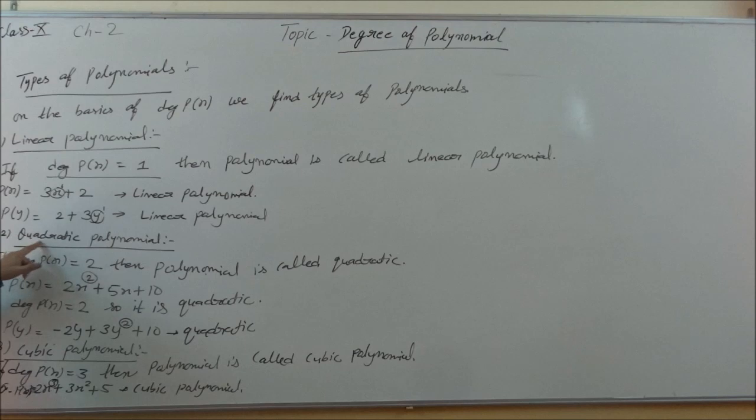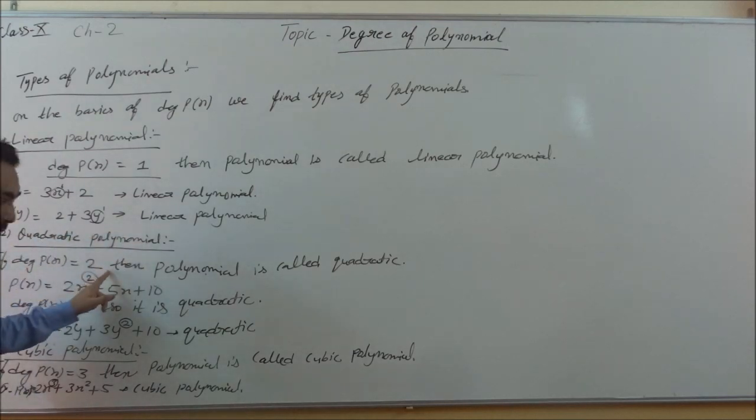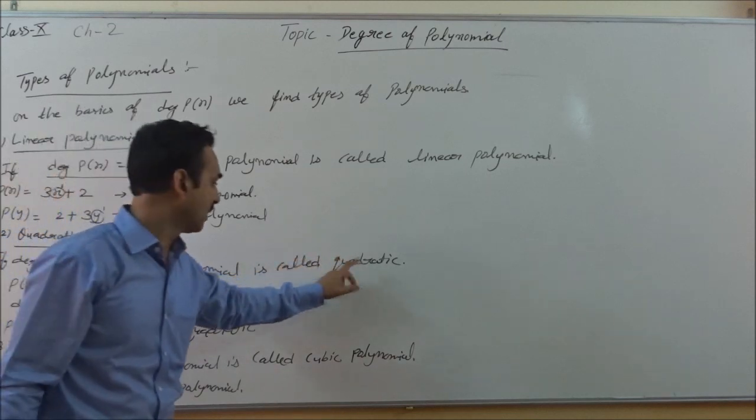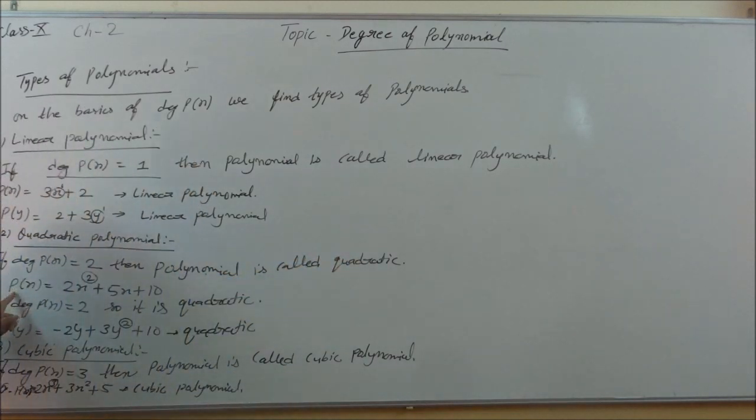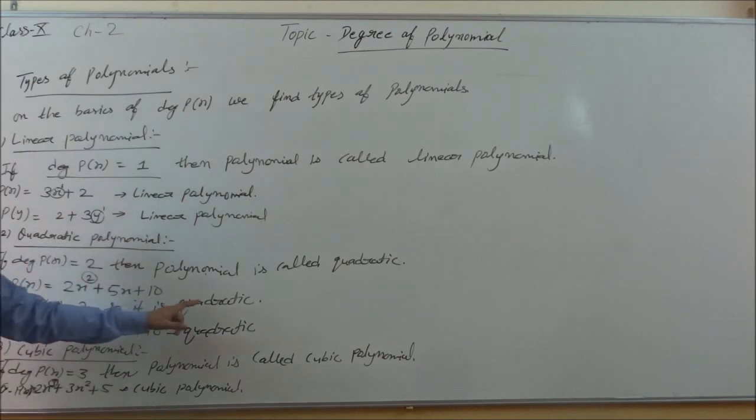Now second, quadratic polynomial. If the degree of polynomial P(x) equals 2, then the polynomial is called quadratic. For example, P(x) equals 2x square plus 5x plus 10. You can see here x raised to 2. The degree is 2. So it is called a quadratic polynomial.